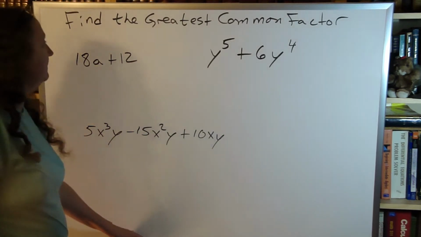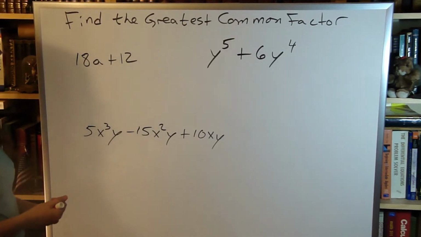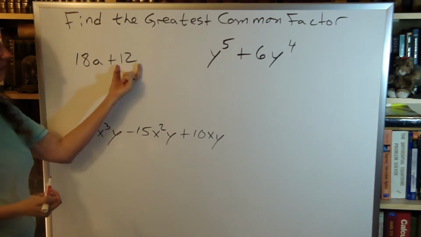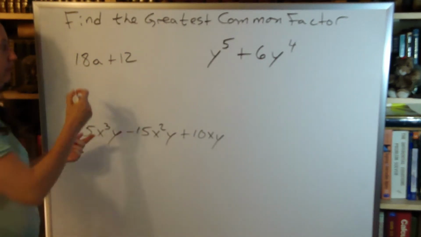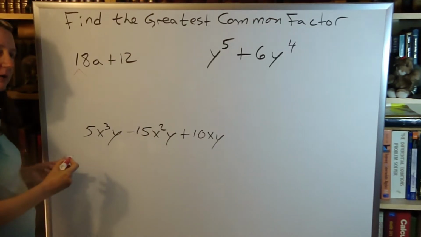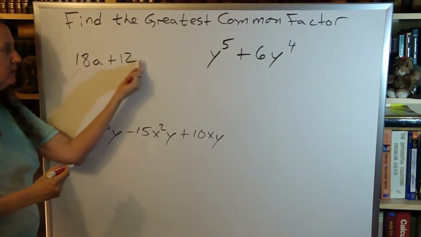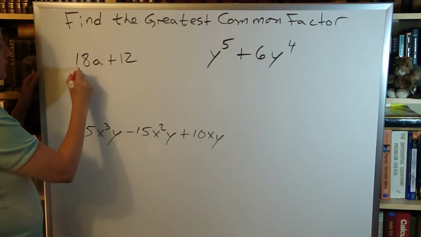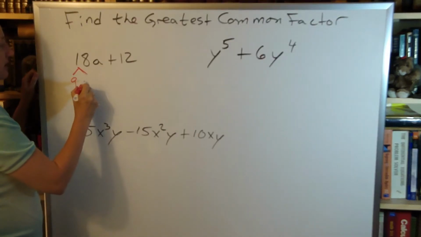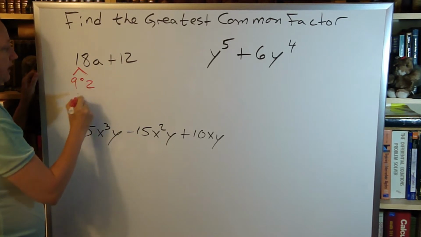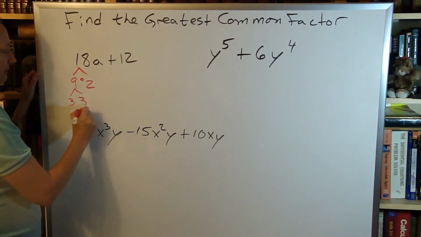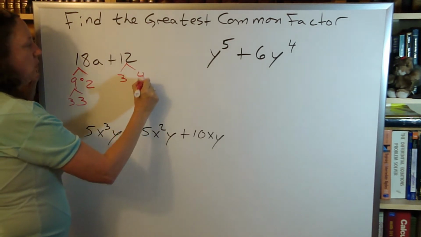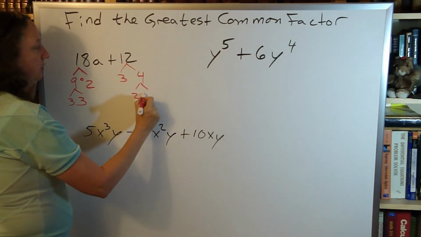Find the greatest common factor. We have a mix of numbers and letters, so we have to figure out the prime factorization of the numbers and find the letter with the smallest exponent. Looking at the 18, I see that that is 9 times 2, and the 9 is 3 times 3. Looking at the 12, I know that is 3 times 4, and the 4 is 2 times 2.